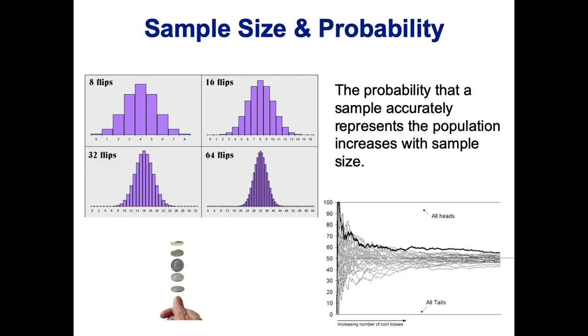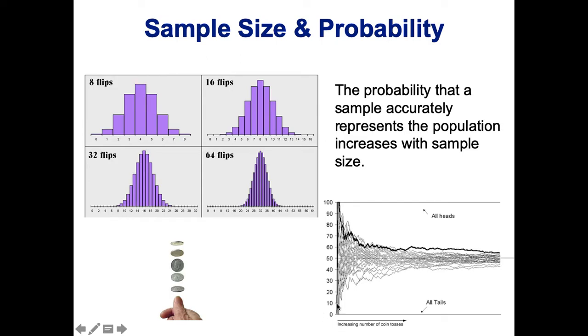And so this is my coin toss example. You can see that if you increase the number of coin tosses, this graph shows down here the number of heads you get. You would expect there to be 50% heads, 50% tails, right? So if you're down here, that means you got all tails, and if you're up here, you got all heads.